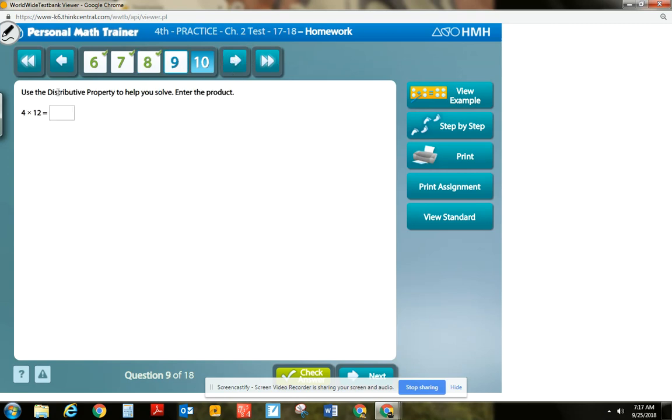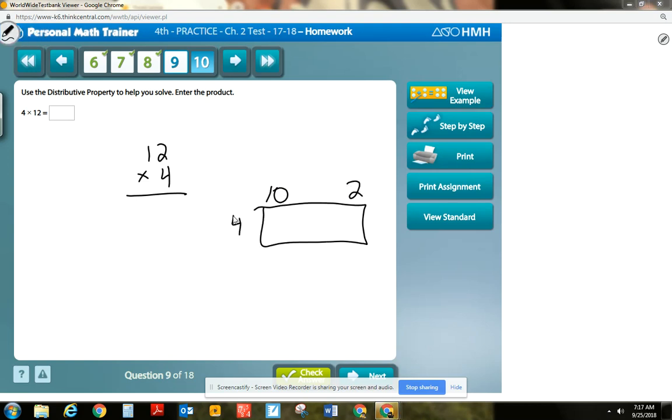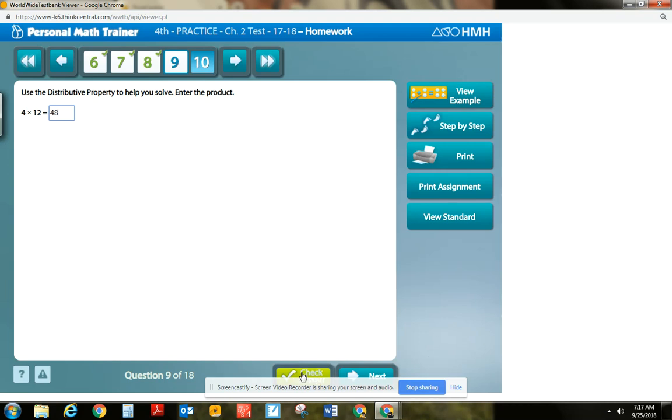Number 9. Use the distributive property to help you solve. Enter the product. So distribute, we're just breaking up the numbers. So I would do this as 12 times 4. Honestly, you can solve any way that you want, but I'm going to break up the 12 as a 10 and a 2, just like we've been working on, kind of that expanded form model. And we got 40, we got 8, and we know that 40 plus 8 is 48. Make sure that you are being accurate and precise with your basic multiplication facts.